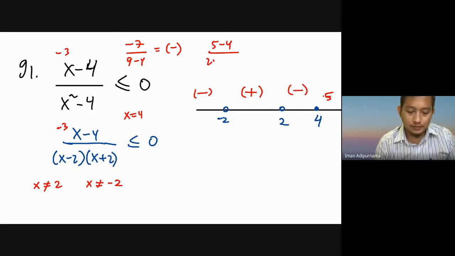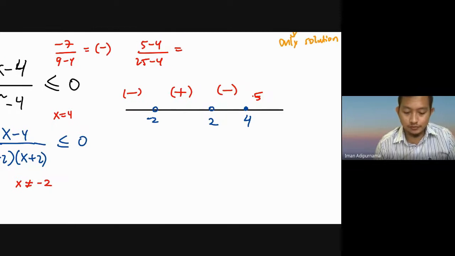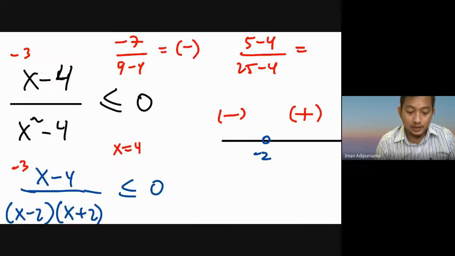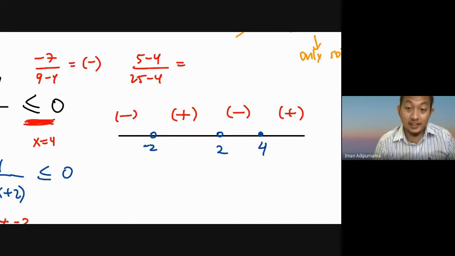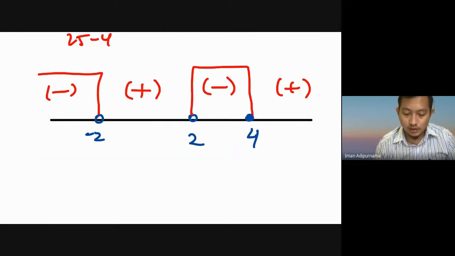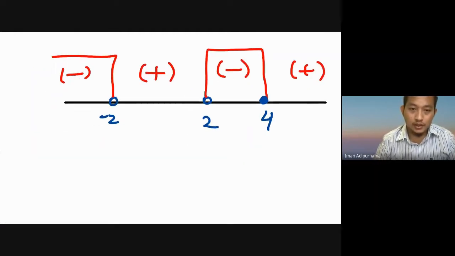Five, it's positive, right? So you can say that because we want to have equal or less than 0, so we want to have at least negative or equal 0, right? So we have this, and we have this, and the one that makes 0 is 4, so we can have 4 included in the equation. So we can write the answer.